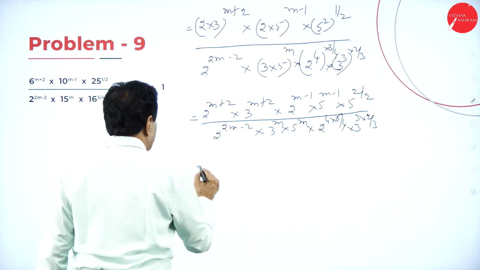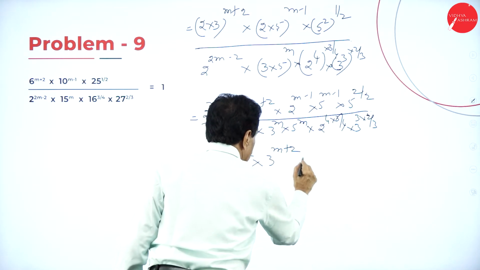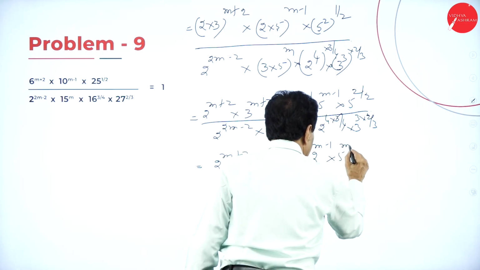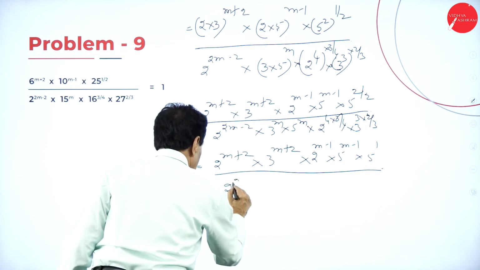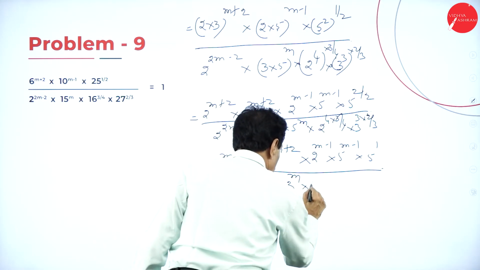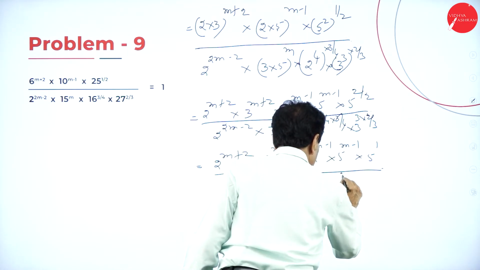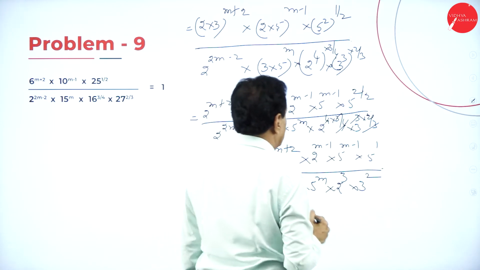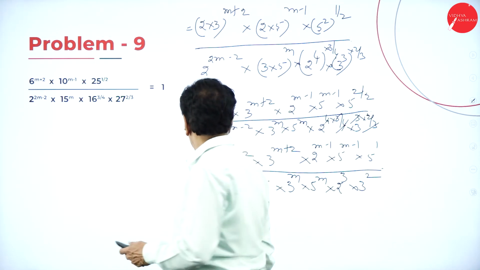Then 2 to the power of m plus 2 into 3 to the power of m plus 2, 2 to the power of m minus 1, 5 to the power of m minus 1, 5 to the power of 1, 2 to the power of 2m minus 2, 3 to the power of m, 5 to the power of m. So 4 ones are 4. This is 2 cube into 3 square. 3 cancel, 3 to the power of 2 only way. Square. Now simplify this. We take 2 as a base.